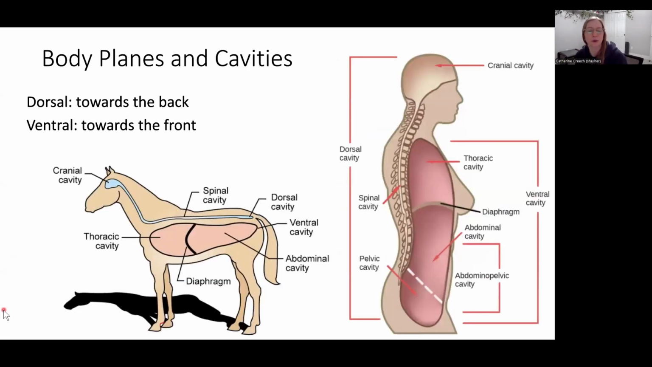We're going to have cavities in our body. If you have a brain, you have a cranial cavity. We have one of those as well. This is a horse as an example. Then you're going to have a spinal cavity.